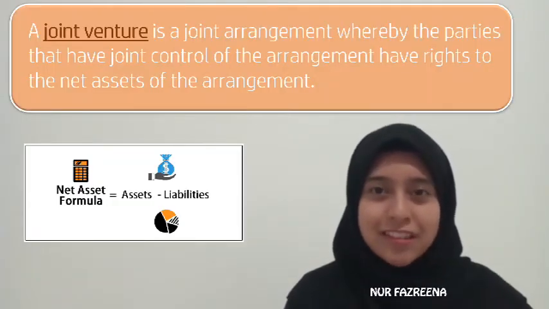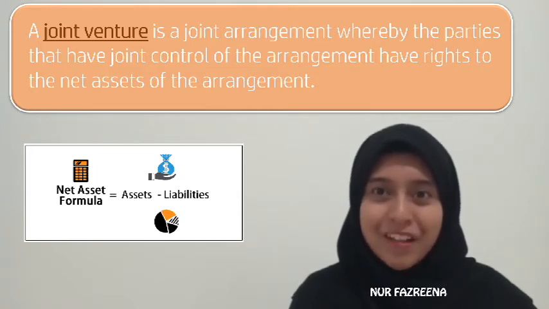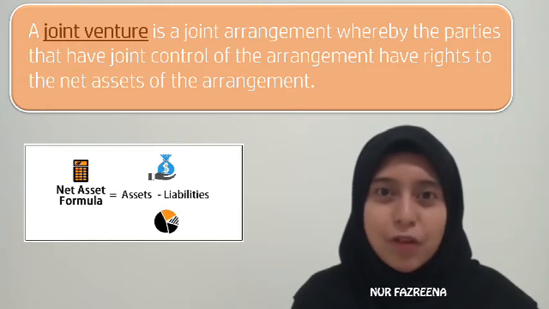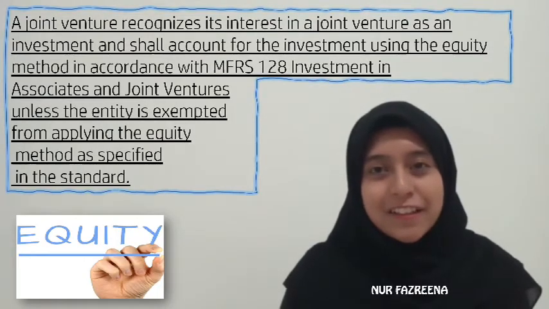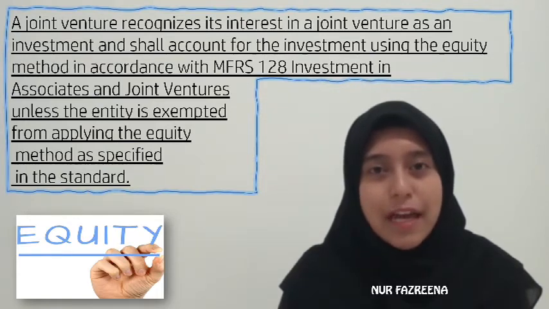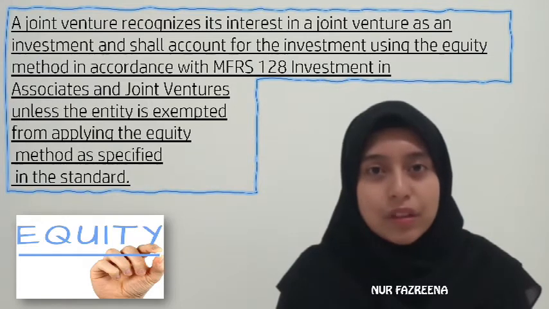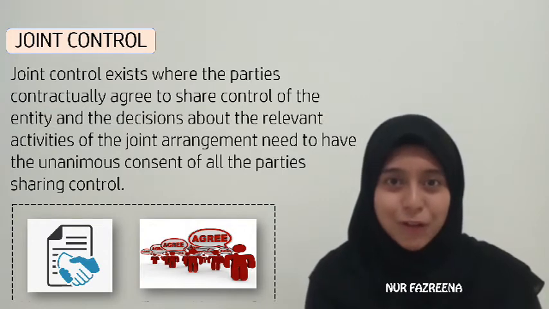A joint venture is a joint arrangement whereby the parties that have joint control of the arrangement have rights to the net assets of the arrangement. A joint venture recognizes its interest in a joint venture as an investment and shall account for the investment using the equity method in accordance with FRS 128 investment in associates and joint ventures, unless the entity is exempted from applying the equity method as specified in the standard.